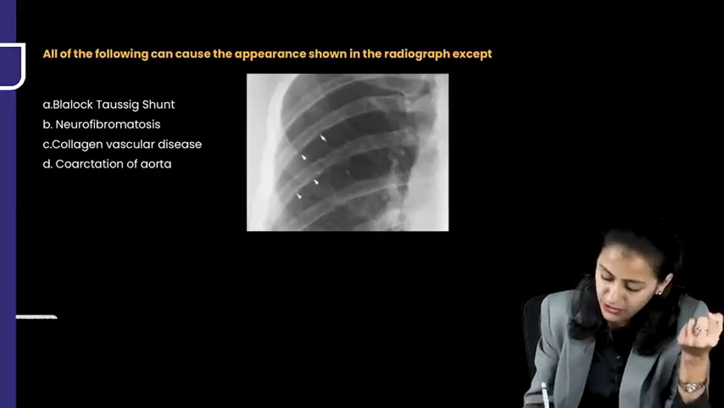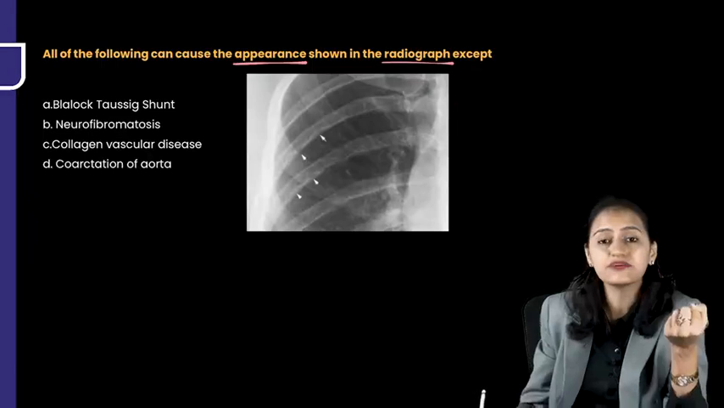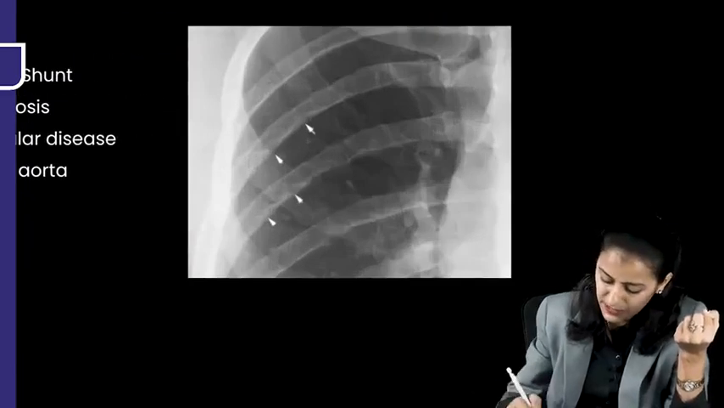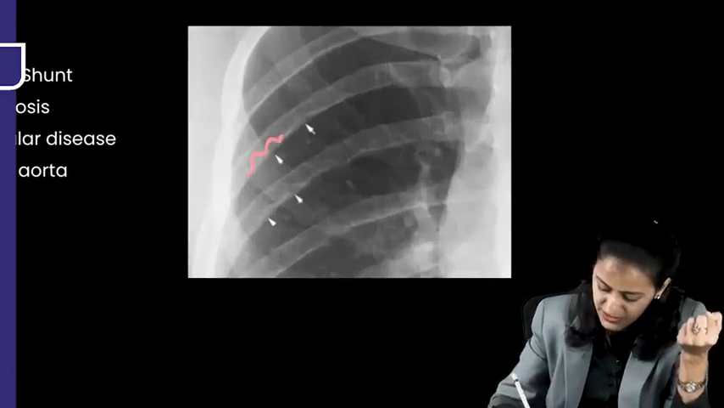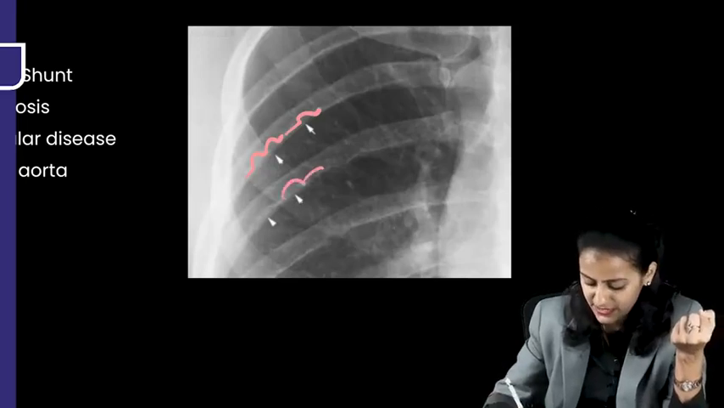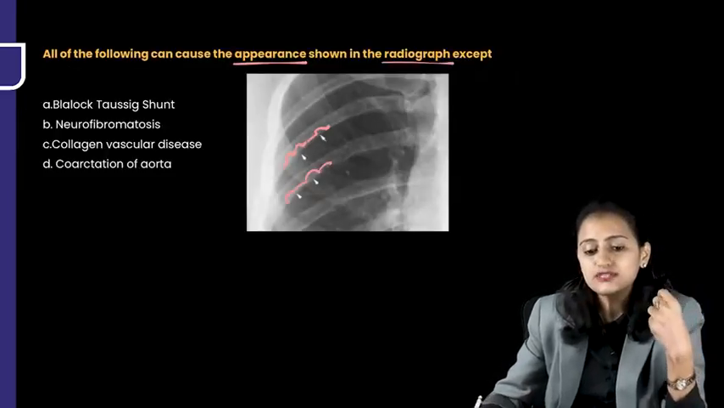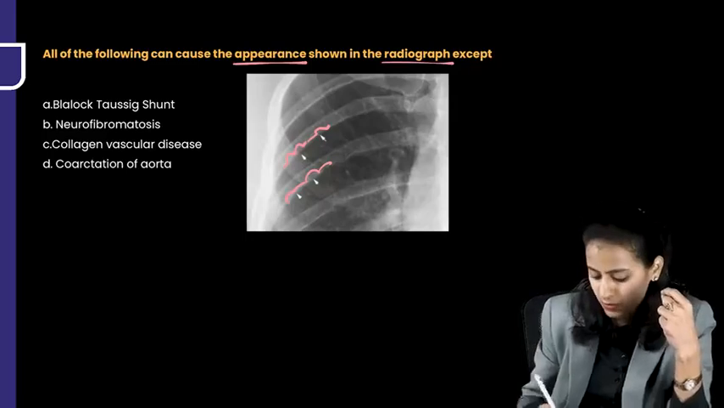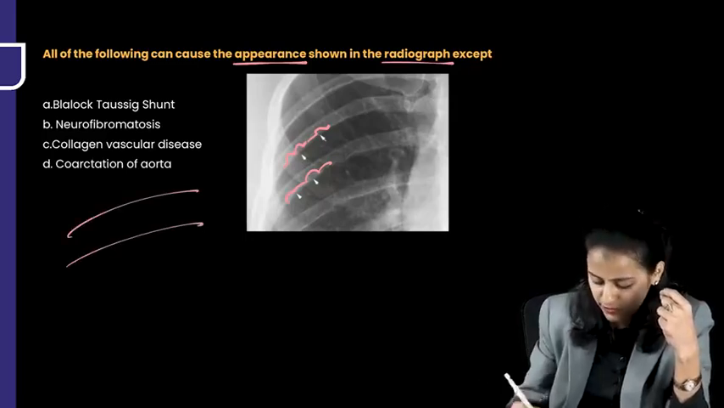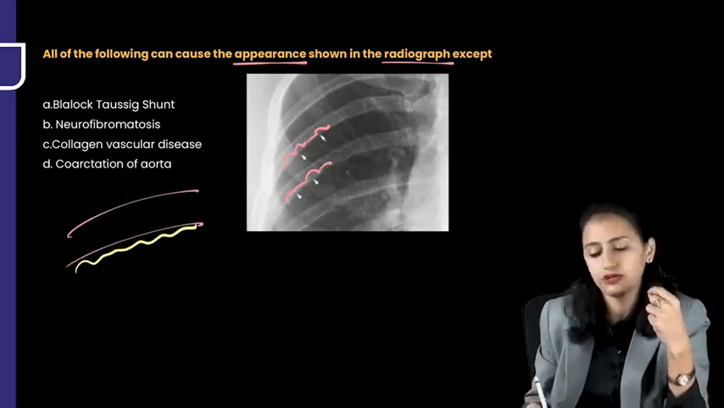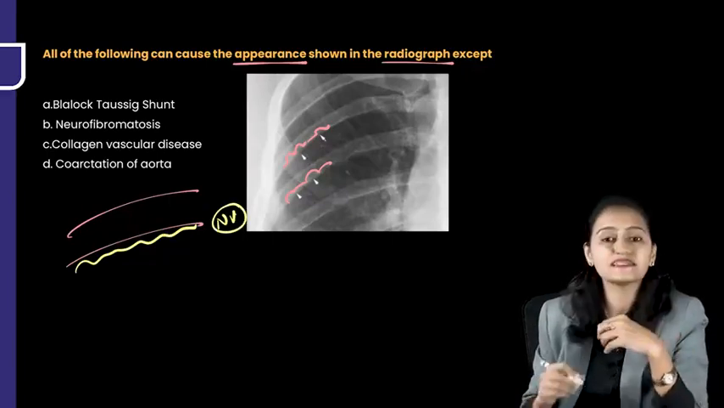Next one, all of the following can cause the appearance shown in the radiograph except. What appearance are we seeing here? The inferior rib notching. Okay, we are seeing this inferior rib notching. So, inferior rib notching, what is there along the inferior border of the rib? Along the inferior border of the rib, we have the neurovascular bundle.